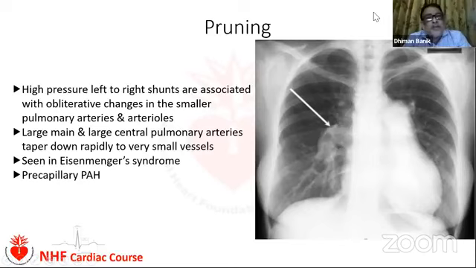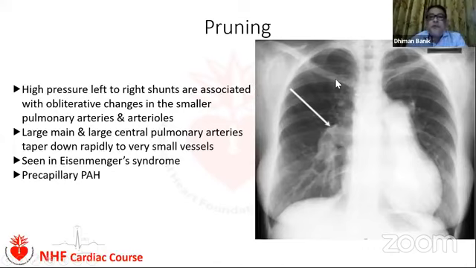In case of a shunt anomaly, there is a left to right shunt, and gradually when pulmonary artery pressure rises, it gives rise to a bidirectional shunt, and later on a right to left shunt, where there are obliterative changes in the smaller pulmonary arteries and arterioles. The main and large central arteries taper suddenly and rapidly become small and also absent. This is present in Eisenmenger syndrome, where there is reversal of shunt.